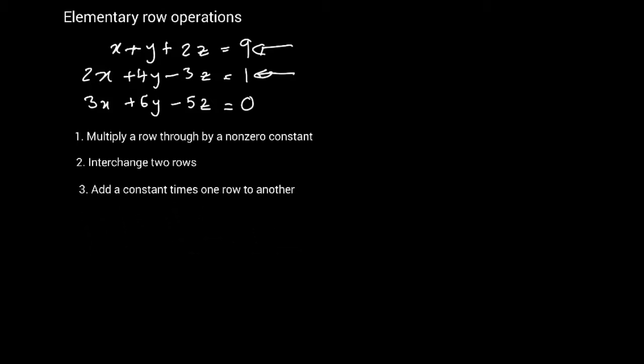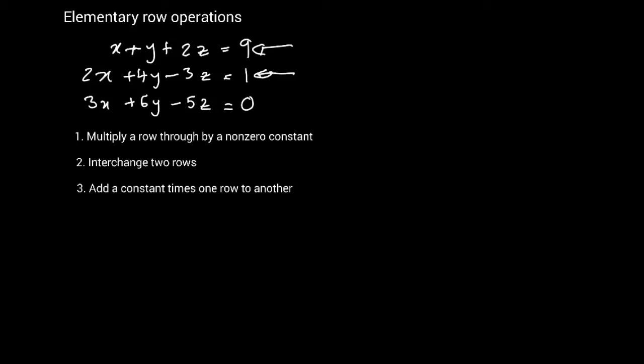And our third elementary row operation is add a constant times one row to another. This is the one I explained to you as a first example, which is that if you wanted to get rid of one of the variables, x for instance, you would multiply the first row throughout by 2 and then subtract. So this would mean that you add a constant, so addition only, not subtraction. So you would multiply the first row by -2 and then add it to the second row, and that would get rid of the x. So that is the third type of elementary row operation.